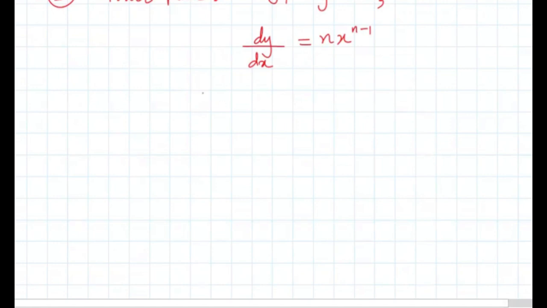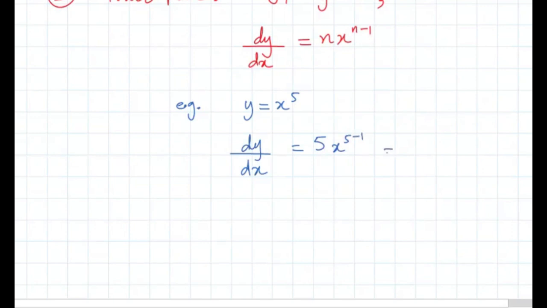For example, you have y equals x to the power of 5, then dy over dx, that is just going to be 5x to the power of 5 minus 1, which is 5x to the power of 4.